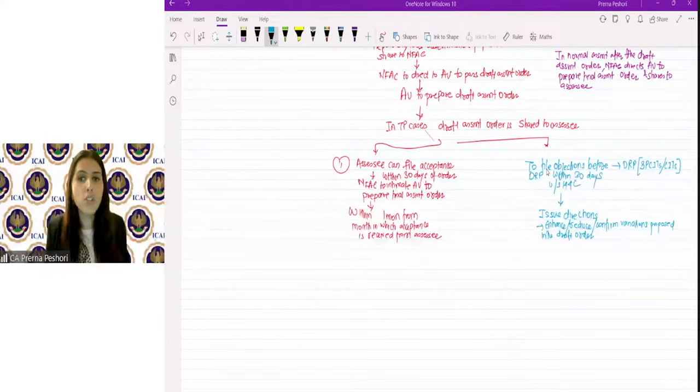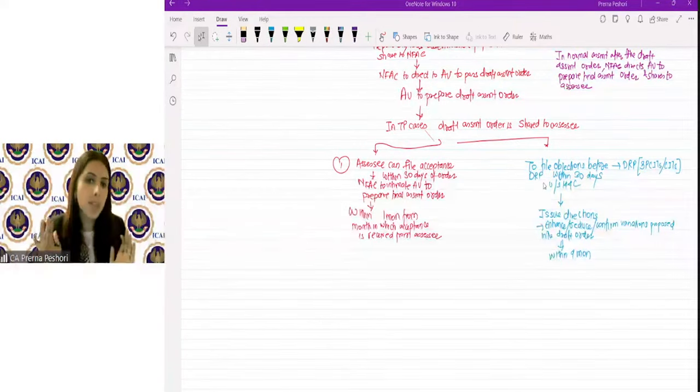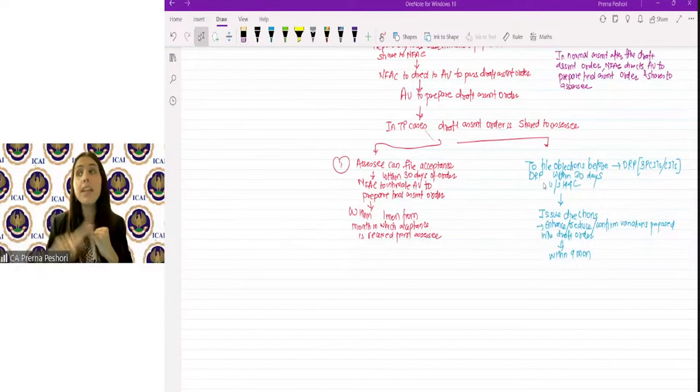Now, these directions will be issued within 9 months. So, it's a very time-bound process. Unlike CIT appeals, which take maybe more than 1 year because it's a directory time limit for CITA. It's not mandatory. So, CITA can take more than 1 year also. It can take 3 years. It can take 4 years. But this has to be issued within 9 months from the receipt of the draft order.